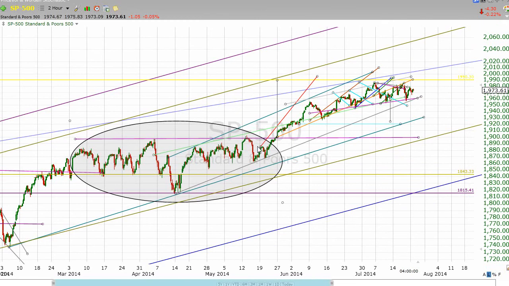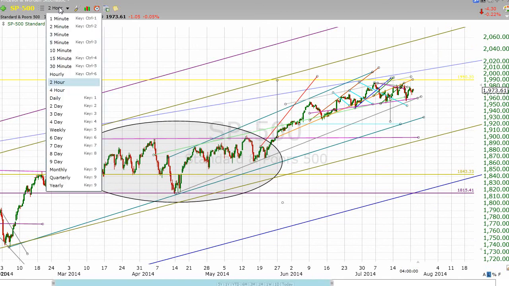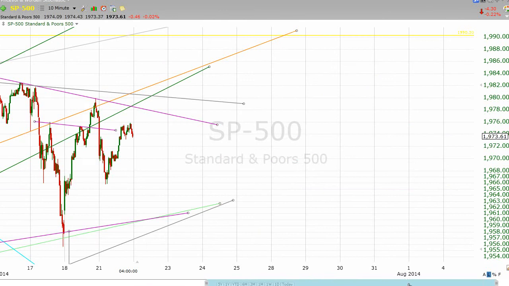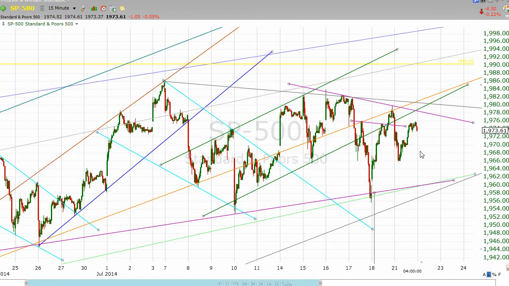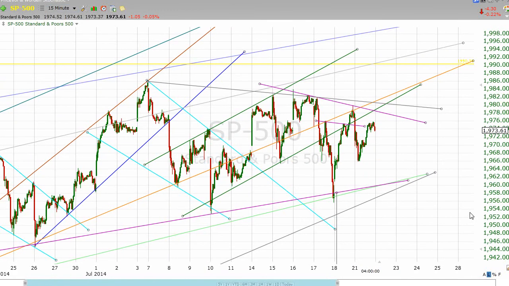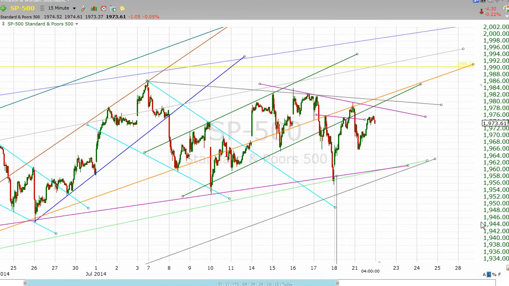Inverted head and shoulders, breakout, sideways, potentially as a continuation pattern. But again, we will not know until we get out over 1980 and we get on up to that 1990 target area. If we make it up there, then I think we will probably end up seeing that the S&P has even more room to run than just that 1990, based upon what we've seen over the past 4 weeks or so.